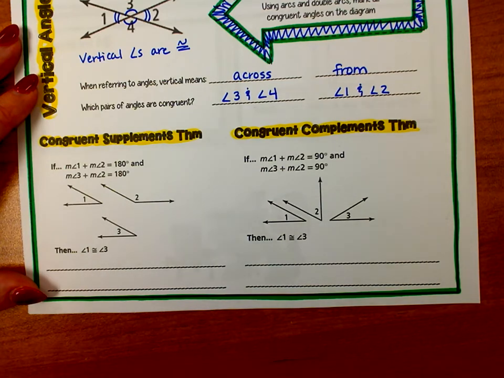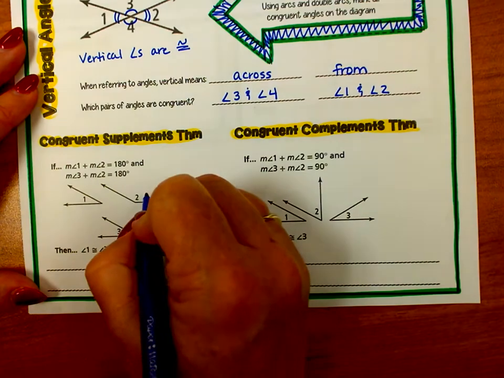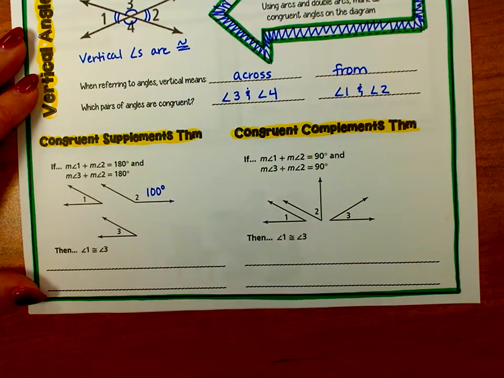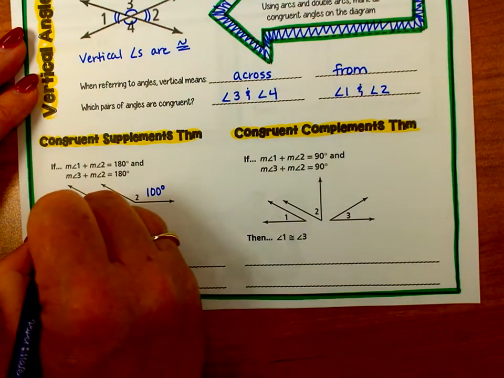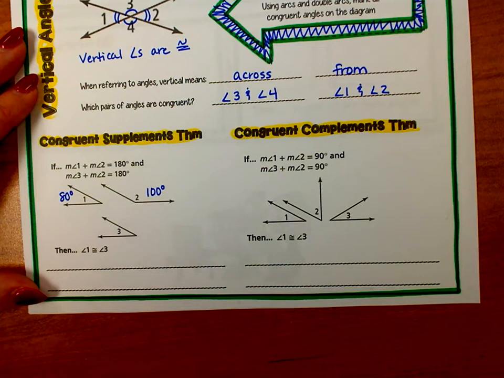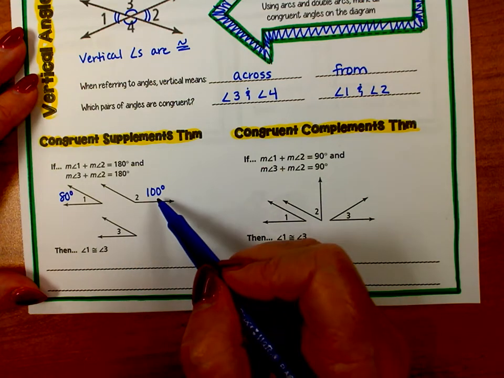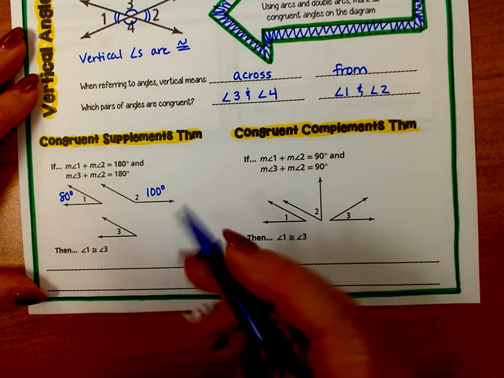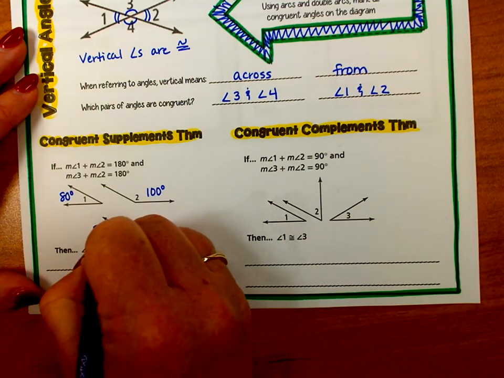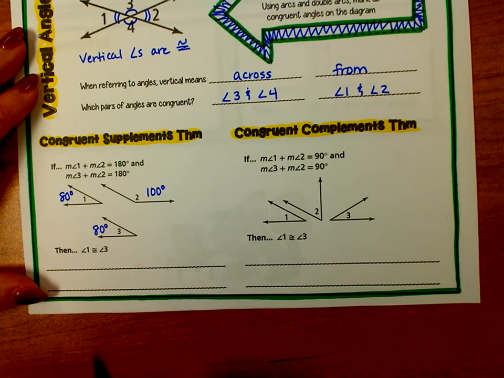Let's see if we can prove that mathematically. Let's say that angle 2 is 100 degrees. Okay, if angle 1 and angle 2 are supplementary, then angle 1 has to be 80 degrees. Now let's look at angle 3 and angle 2. If angle 2 is 100 degrees, then that means that angle 3 must be 80 degrees. So looking at angle 1 and angle 3, their measures are equal. Therefore, the angles are congruent.